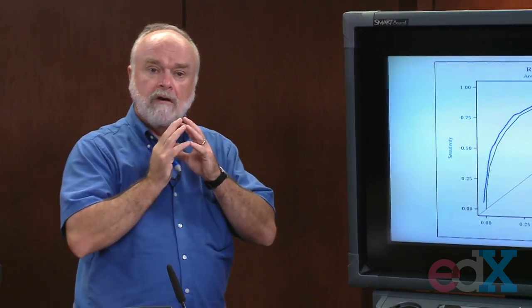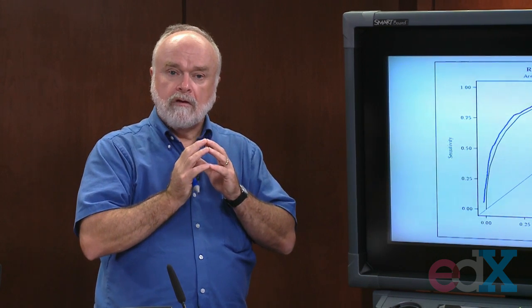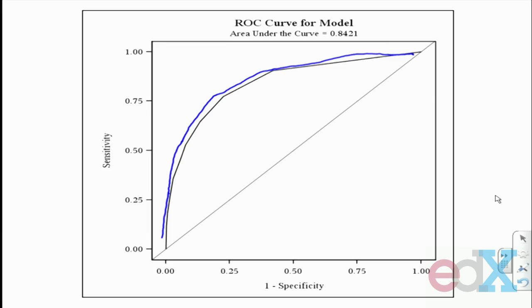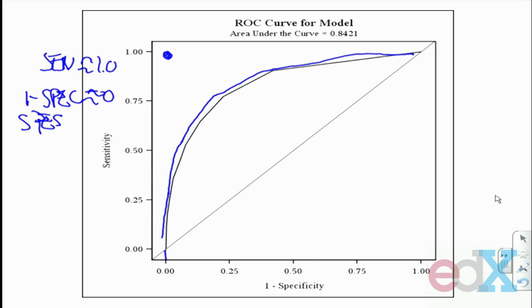Well, what's a good ROC curve? Well, a good ROC curve would have a point up near this top left-hand corner. If you're up near that top left-hand corner, your value for sensitivity is approximately 1. Your value for 1 minus specificity is approximately 0. That means your specificity has to be approximately 1.0.